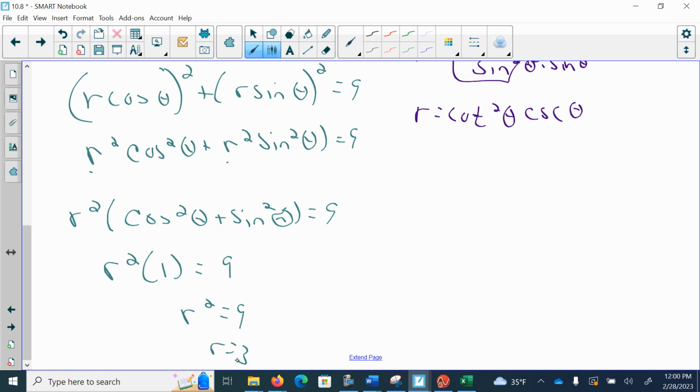Oh, no, you can't do that, because they're not like terms, because one has a cosine attached and one has a sine attached. Any other questions? No?